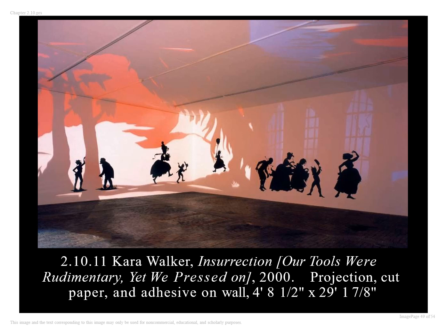This is Kara Walker, another installation. You can see there's projection. So these sort of light elements are the projection, and she's got cut paper and adhesive, and so these silhouettes are actually physically adhered to the wall.